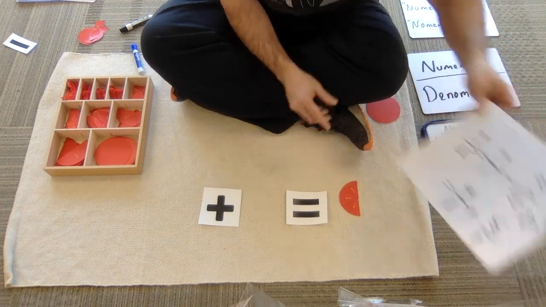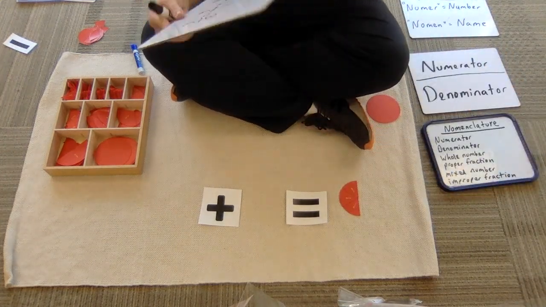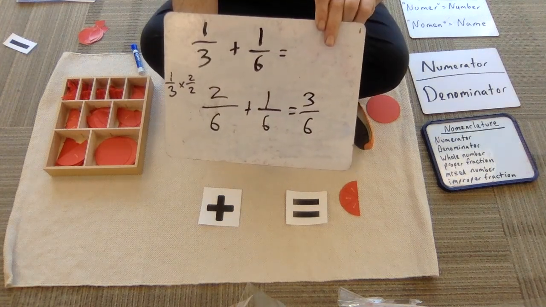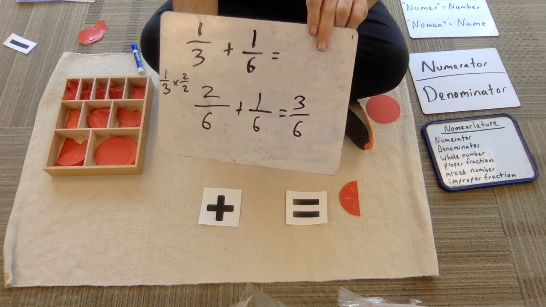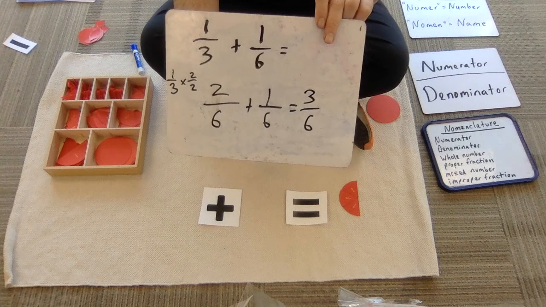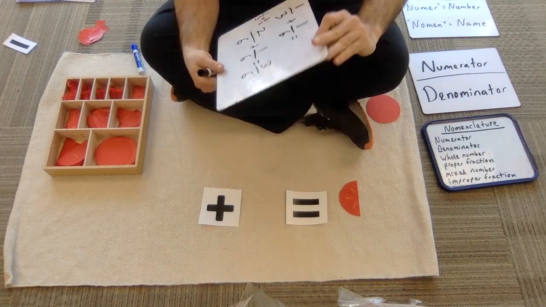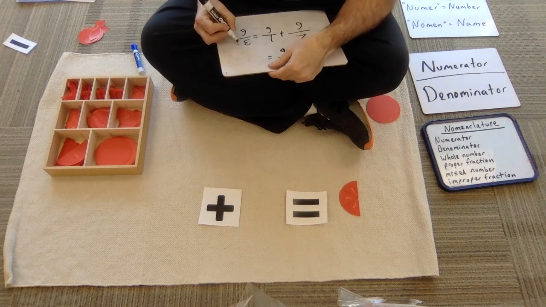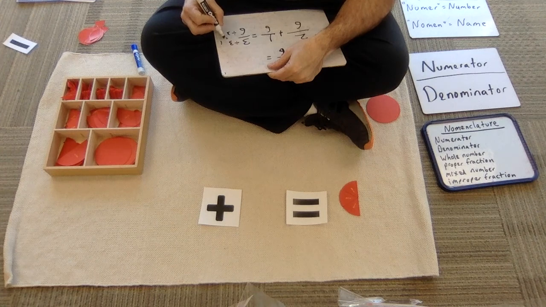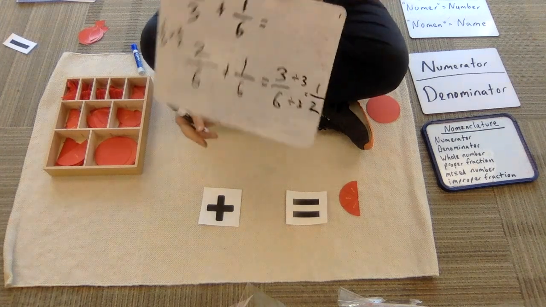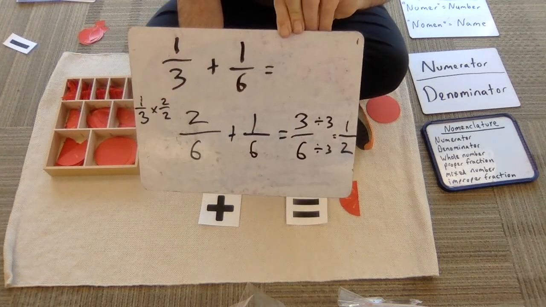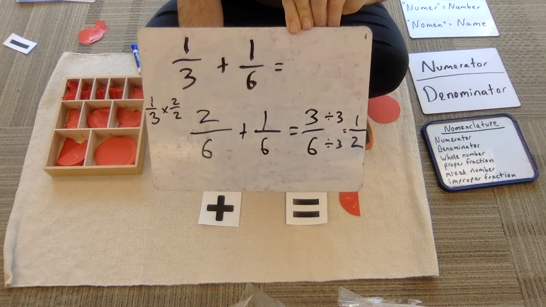What is the reduced form? Well, we're in a situation here where 3/6 is not in the reduced or the lowest form. 3 is half of 6, right? Well, what do we do to get there? Well, we divide each of them by 3 to get 1/2.